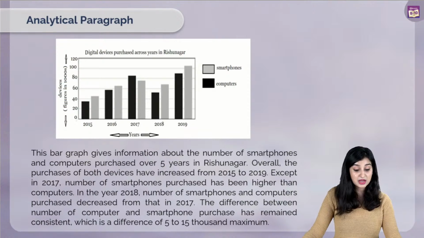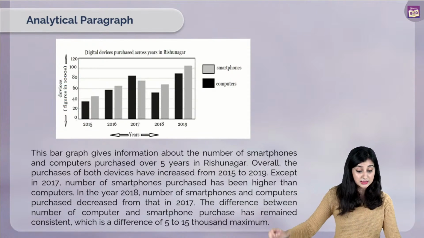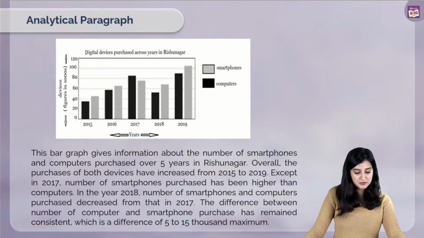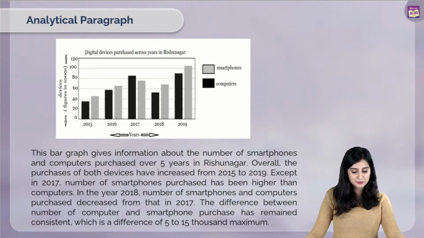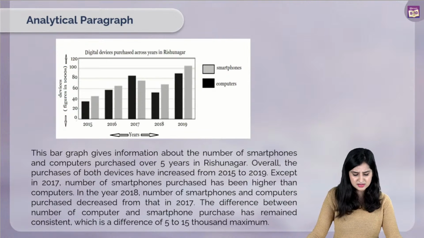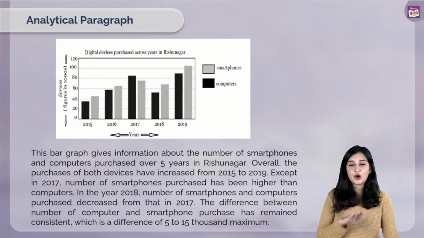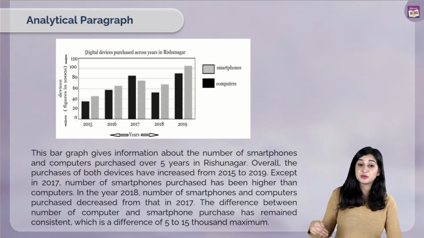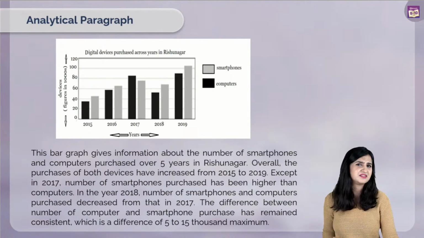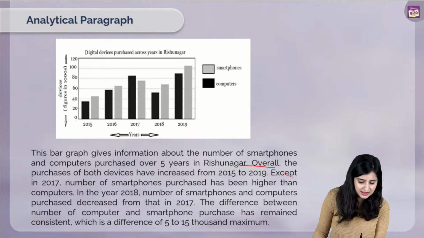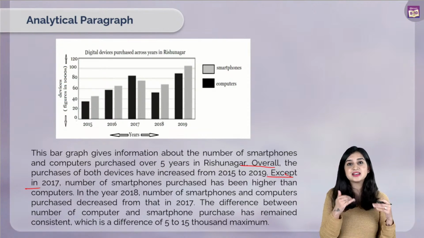In the year 2018, number of smartphones and computers purchased decreased from that in 2017. The difference between number of computer and smartphone purchase has remained consistent, which is a difference of 5 to 15,000 maximum. Okay, so we have neatly put up all our trends, starting from the most obvious trend, going to the very, very specific trends, and we have used words like overall and except in to link our sentences.